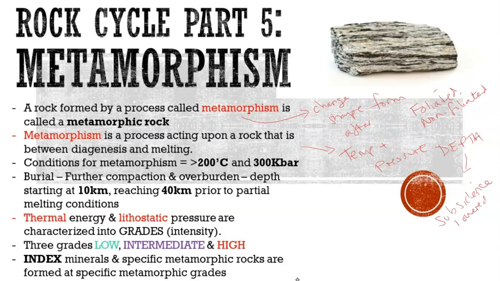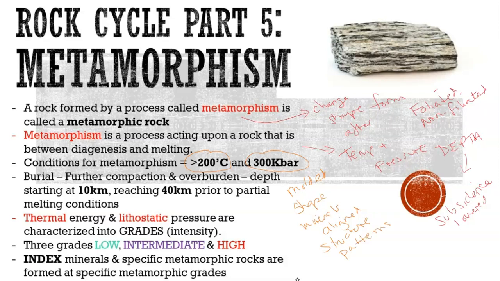What you need is conditions over 200 degrees Celsius and a pressure of over 300 kilobars. That's a great deal of pressure, and obviously that temperature is going to allow the rock to be molded and change shape, and mostly the minerals will be aligned differently. So they're going to change their alignment, change their structure, and change the patterns in the rock.